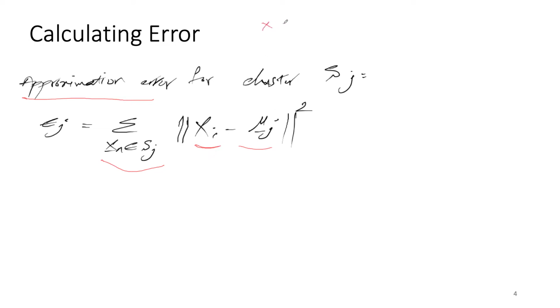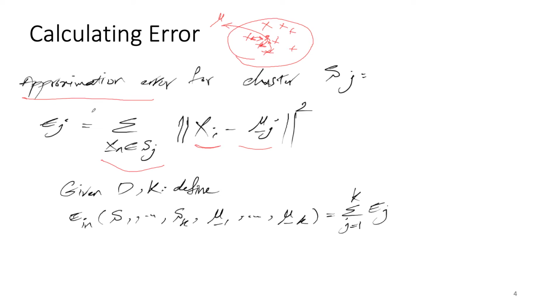Suppose you had this set of data in a single cluster, and this point was your center point, which we call mu. In order to calculate the error, you have to calculate the distance between every individual x and your center point, right?